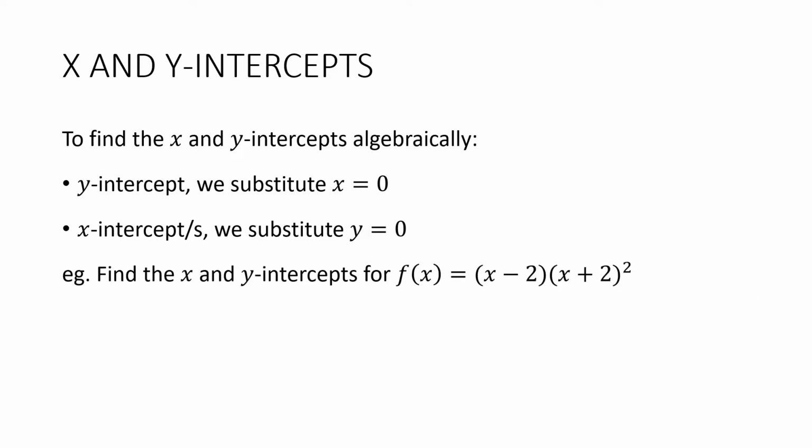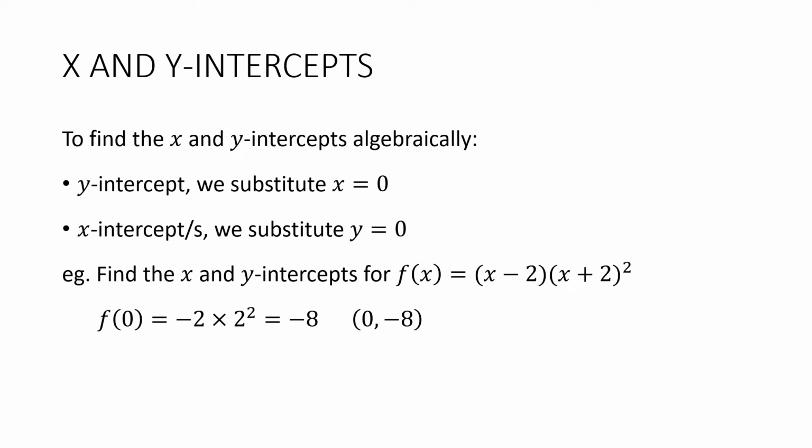So here's our previous example, our previous function. f(x) equals (x - 2)(x + 2)². Let's find the x and y intercepts. I'm always going to start with the y-intercept because it's easiest. We want to substitute in x equals 0. So 0 in here and 0 here. That's going to give us -2 multiplied by 2 squared, which is -8. We're going to write it as a point, which is (0, -8).